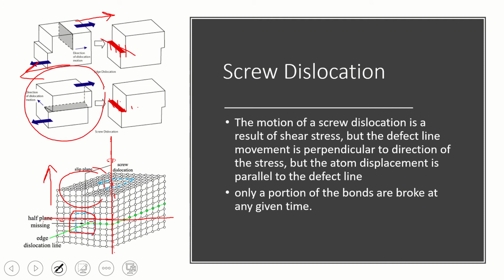And this is a better picture of how it happened. Now, why is it called screw dislocation? Because since an entire row of atoms was displaced, if we try to follow the lines, you would always end up in the lower plane, and that is the movement of a screw. So that's why it's called screw dislocation.